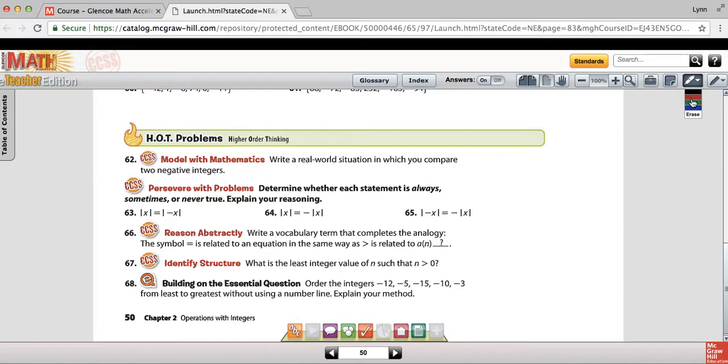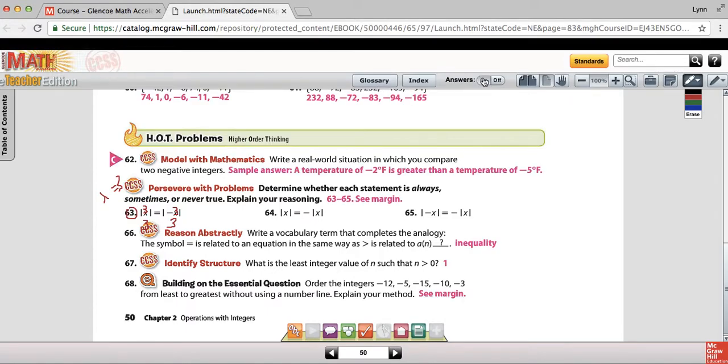So let's just try this with a couple of numbers. Let's say x is 3. So if I put x equals 3 here and x equals 3 here, no matter what side of the equation you're looking at, the absolute value of 3 is 3, and the absolute value of negative 3 is a positive 3. And so for 63, that's always true.